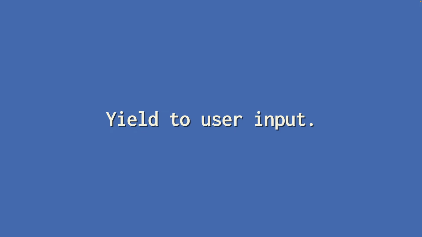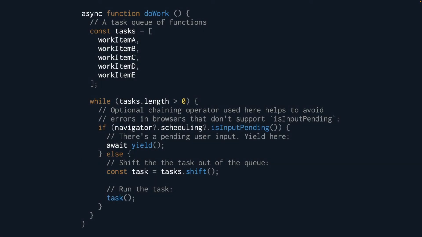However, another way to prioritize user-facing work is to explicitly yield to user interactions with the isInputPending method. isInputPending is available in navigator.scheduling.isInputPending, and it returns a Boolean if the user has interacted with an element on the page. In this code, you can see how the doWork function adds separate functions to an array of tasks. Then, within a while loop, this code checks if there is a pending user input. If so, we explicitly yield to the main thread so that the interaction can take place. Otherwise, we shift the next task off the front of the tasks array and run it.